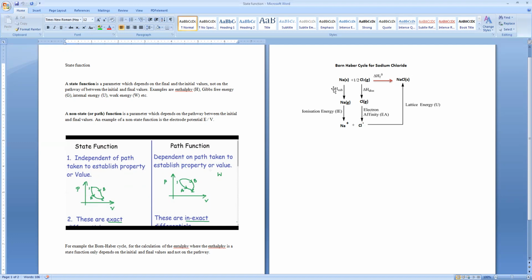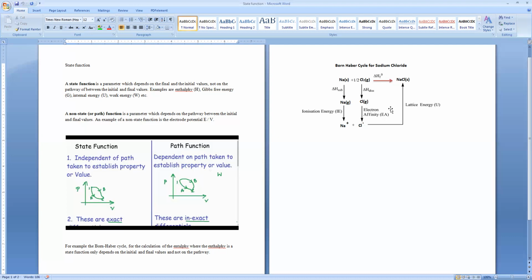So therefore, the delta H for the vertical change from top to bottom, and then horizontally, and then vertically back to the sodium chloride solid, that enthalpy is equal to the enthalpy of formation. So this is what we call the Born-Haber cycle. The Born-Haber cycle here is especially for a state function.